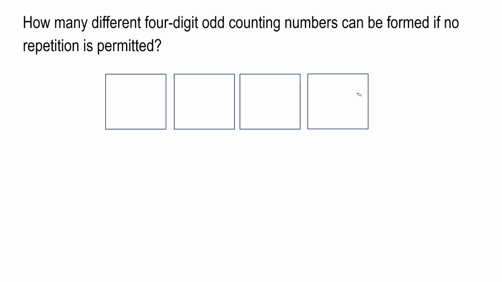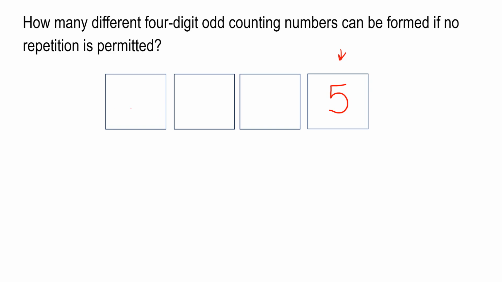So first of all, we'll go ahead and fill in the final digit, which is 1, 3, 5, 7, or 9. So 5 choices for the final digit. So for the first digit, we would have 9 digits left, but we can't have 0. And we know 0 didn't end up here because 0 is not odd. So thankfully, we don't have to deal with that situation.